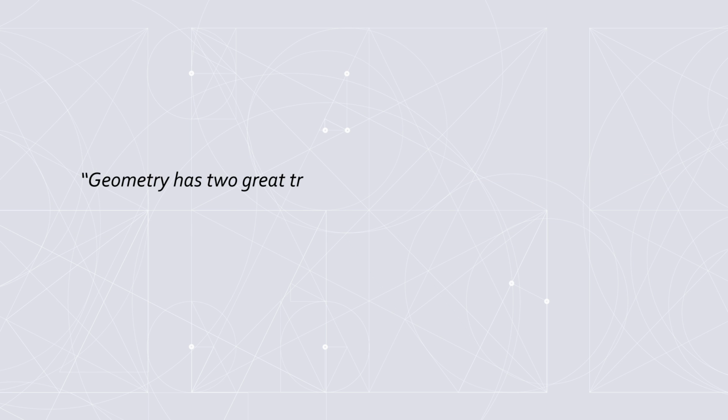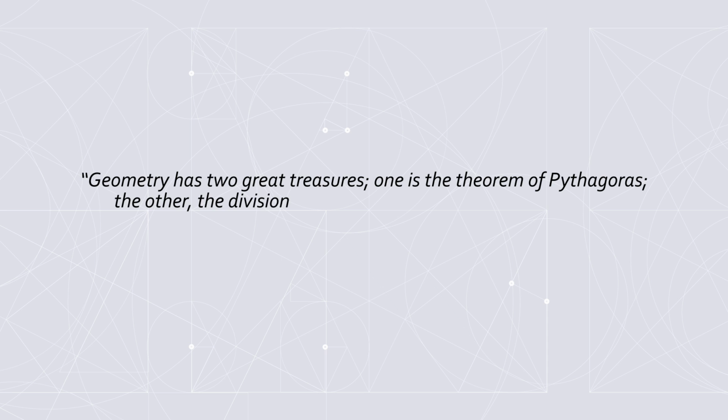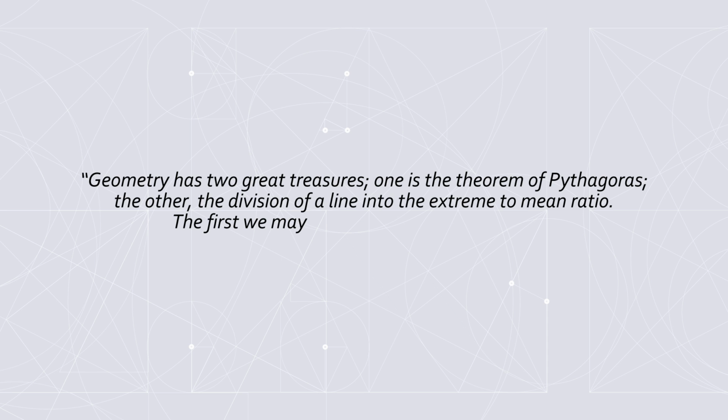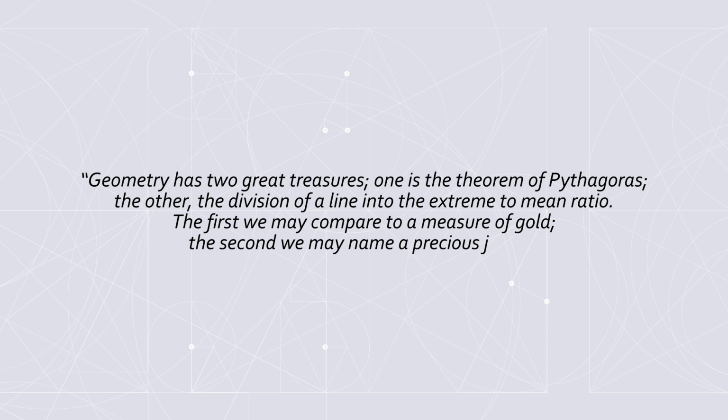Geometry has two great treasures. One is the theorem of Pythagoras, the other the division of a line into the extreme to mean ratio. The first we may compare to a measure of gold. The second we may name a precious jewel. That's Johannes Kepler, 1571 to 1630.